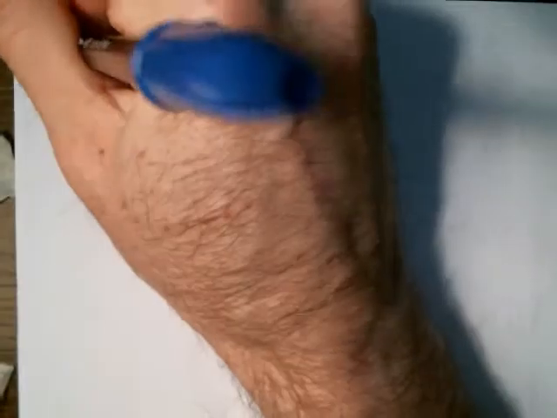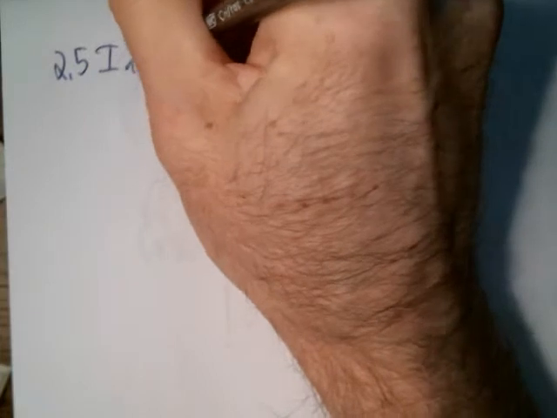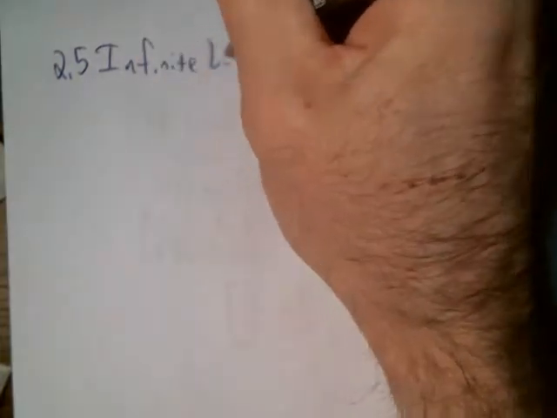Okay, this is 2.5 on infinite limits. I think we've already kind of covered this idea. We want to make it a little bit more exact now. There's actually a strict definition that'll go along with this, like an epsilon delta thing.